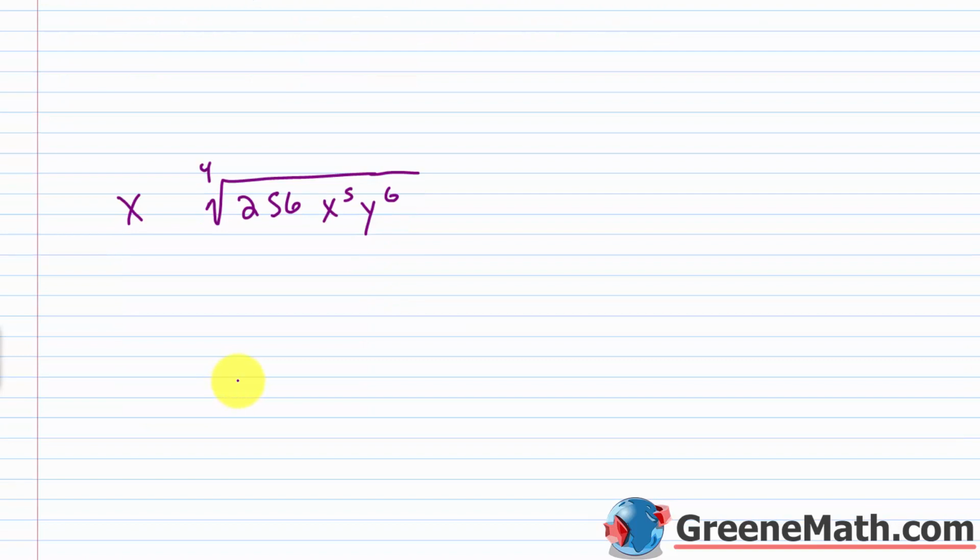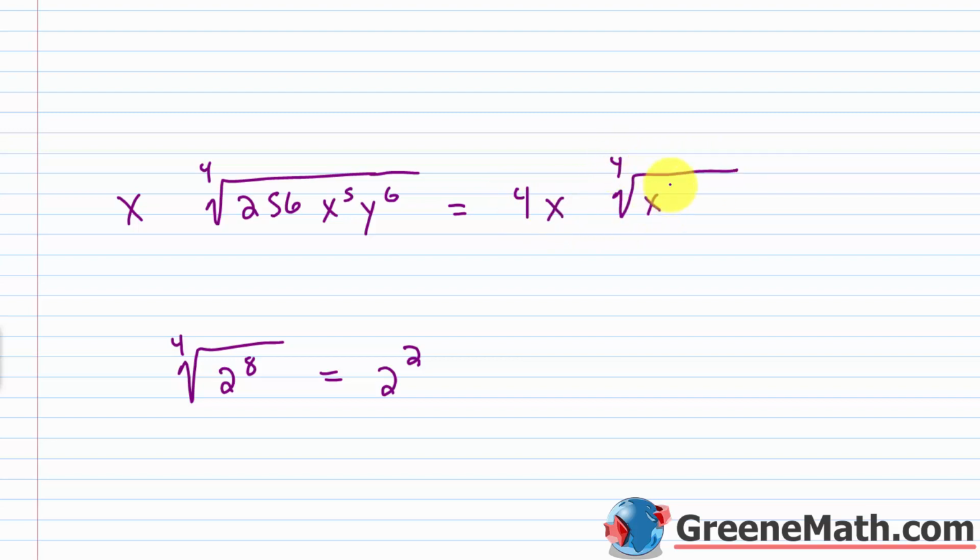If I think about 256, it is 2 to the 8th power, so it's a perfect fourth, right? The 4th root of 2 to the 8th power, 8 divided by 4 is 2, so this is 2 squared, right? So this guy would be 2 squared, or 4, times x times the 4th root of x to the 5th power y to the 6th power.